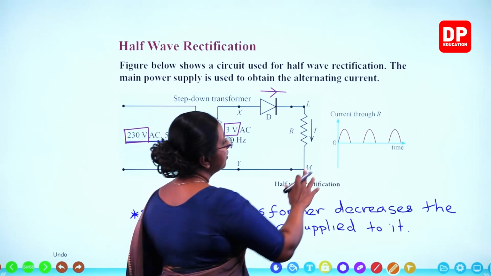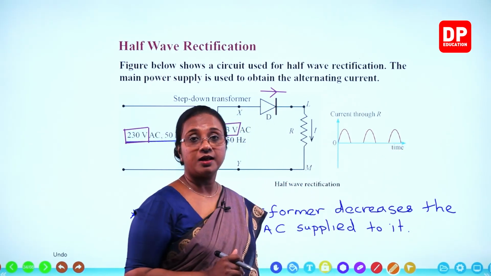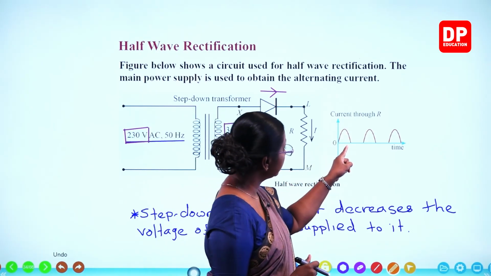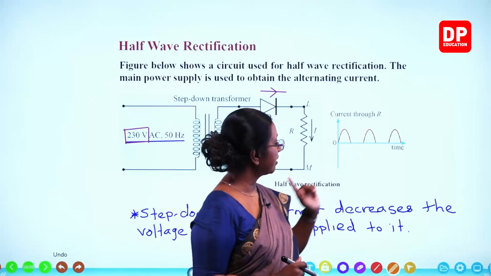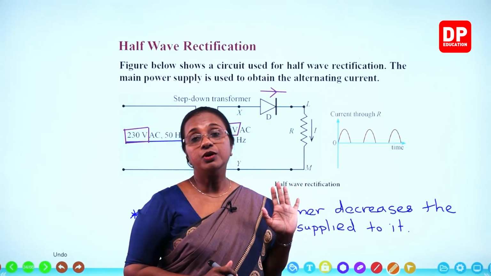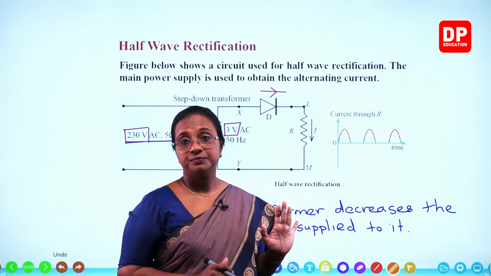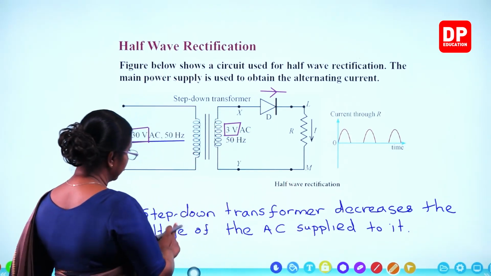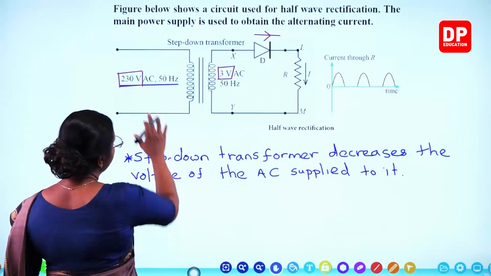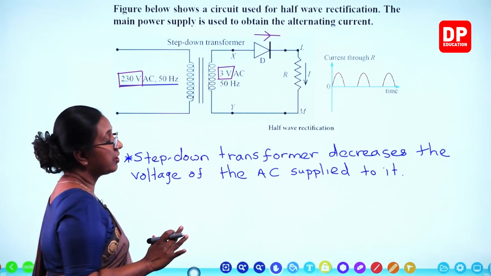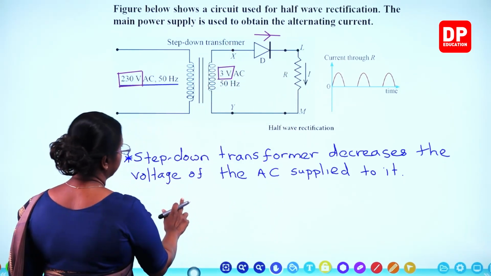So, therefore, we will get a graph like this. Current through R. Only the positive current will flow with time, but where the negative current should be, there is no current flow. Is that clear to you all? So, if we look at this component only, I am not going to draw this step down transformer and all that. I am going to only draw this part of the circuit.